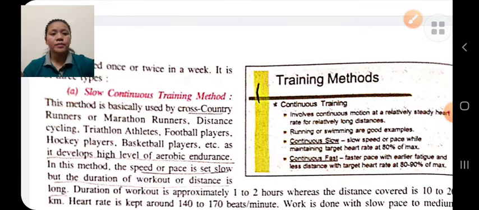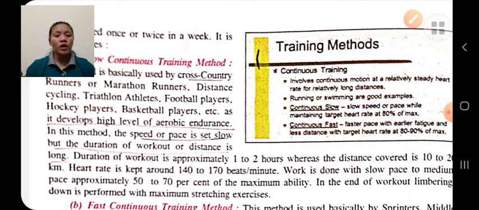In slow continuous training methods, the workout is usually done for approximately 1 to 2 hours, and the distance is 10 to 20 kilometers. Our heart rate is kept around 140 to 170 beats per minute, and our speed is approximately 50 to 70% of the maximum activity. Slow continuous training methods help to develop aerobic endurance because our speed is slow and the activity is done for a long period of time.